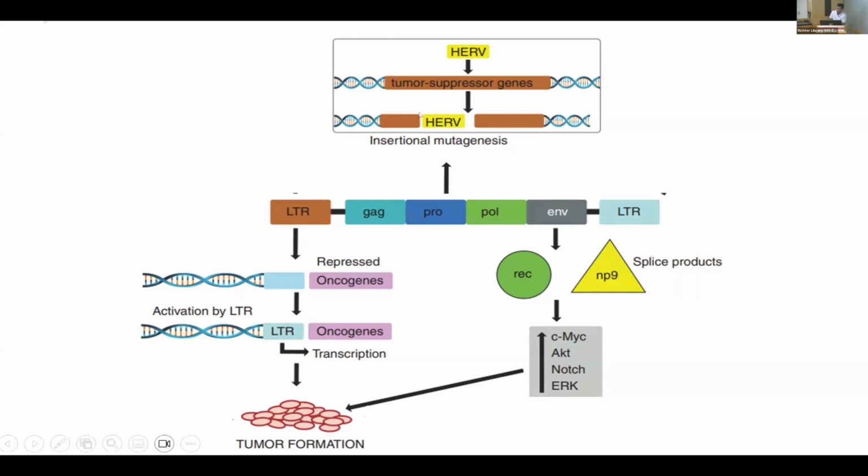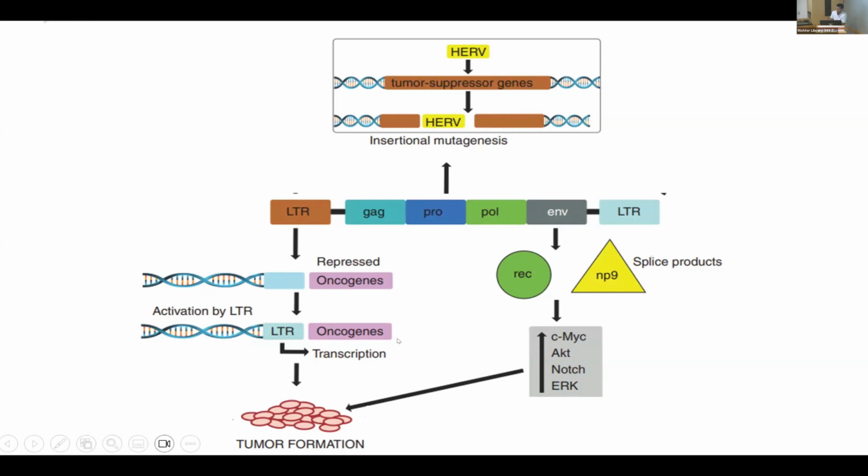The first mechanism is this first one on top here, where these genomic elements are able to insert themselves within tumor suppressor genes, and this causes these genes to be silenced. The second way is that these retroviruses are able to insert themselves prior to an oncogene, and this leads to increased production of the oncogene in tumor formation.